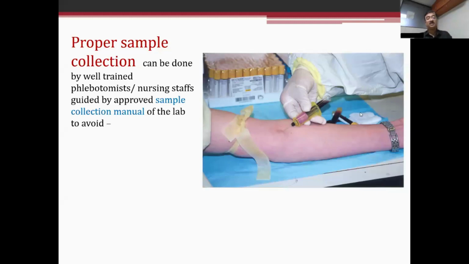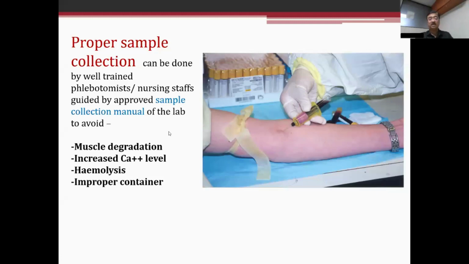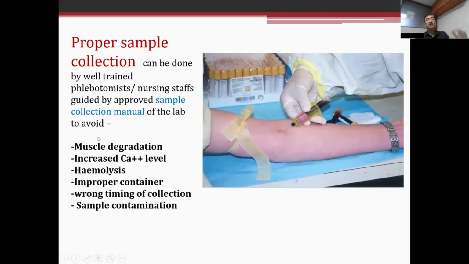All of this is written in a sample collection manual, and ideally a phlebotomist should blindly follow the sample collection manual of the laboratory. If this is done properly, you can avoid muscle degradation, high calcium level due to tourniquet use, hemolysis, improper container, wrong timing of collection, sample contamination, and so many things.